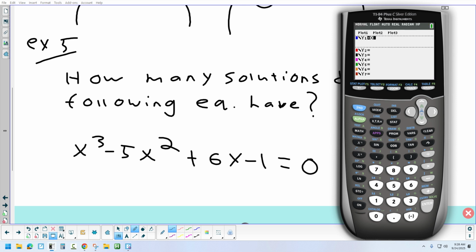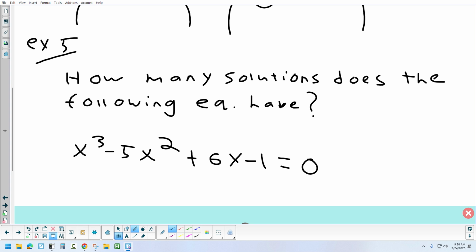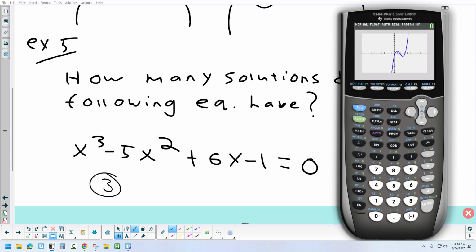All right, so let's type all that in. So x cubed minus 5x squared plus 6x minus 1. I'll start with zoom 6, and we'll go from there. Okay, that's a good window. I can definitely see what's happening. There's nothing cut off. How many solutions does that equation have? 3. Okay, I may not say on the test how many times does it cross the x-axis. You have to know that the solutions are where it crosses the x-axis.